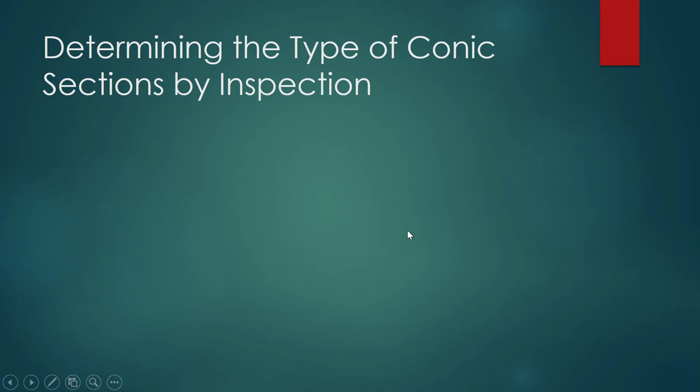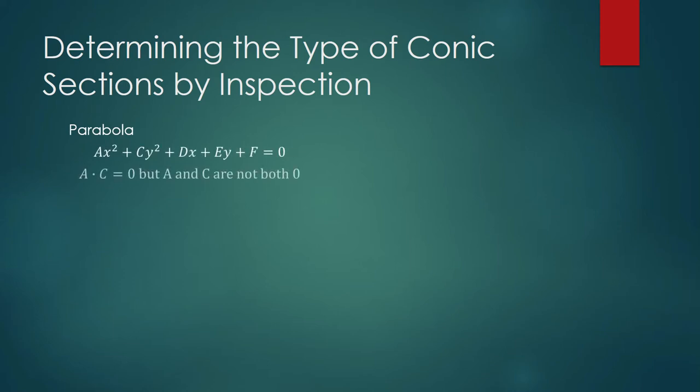Okay, so we shall determine the type of conic section by inspection. That means by looking at the general equation, we shall state what the type of conic section is. For a parabola, it's easy. You know that for a parabola, only one term is a degree 2 term. x squared and y squared cannot both be present in your equation. So one of the coefficients of x squared and y squared would have to be equal to 0.